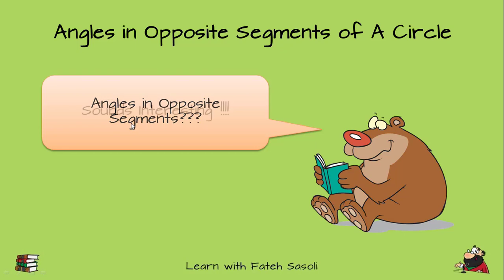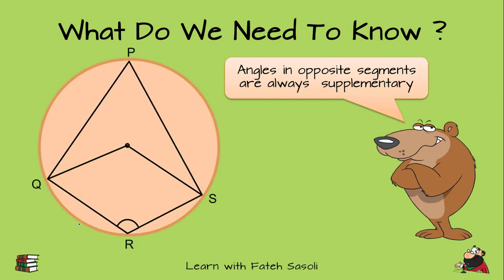Hello and welcome to the Ordinary Level Mathematics with your instructor Fateh Sasoli, and today we'll be looking at angles in opposite segments. We've discussed segments in our previous video where you must remember that a segment is an area which is bound by a chord and the arc. The area in between is a segment. If we talk about segments and angles in opposite segments, this R and this P over here lie in the opposite segments, and the rule is that they should always add up to 180 degrees.